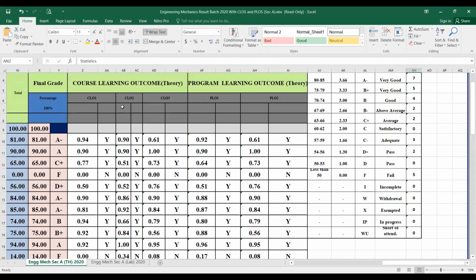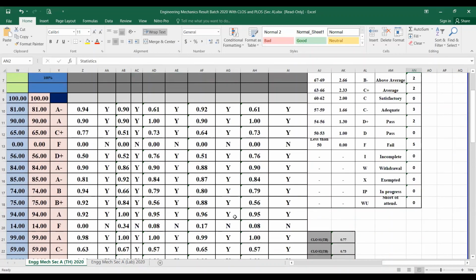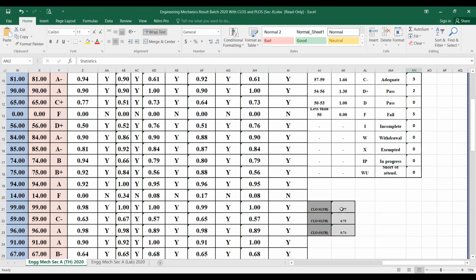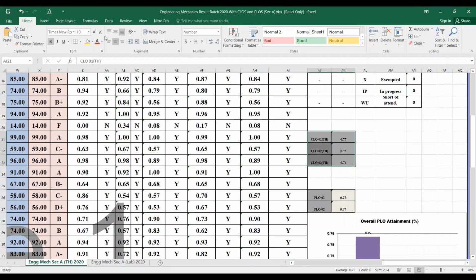Now we have all the CLO attainments, CLO1, CLO2, CLO3, PLO1, PLO2 attainments for the students. But now I have to take the average of all the CLOs. Now I have to check CLO1 attainment for the whole section A. So I have to write down CLO1 theory here. And if it is not visible, let me increase the size. Look, oh my God, it is getting too much. So let's have a look. Now it's done.